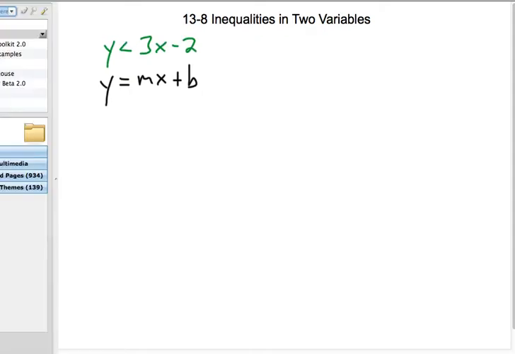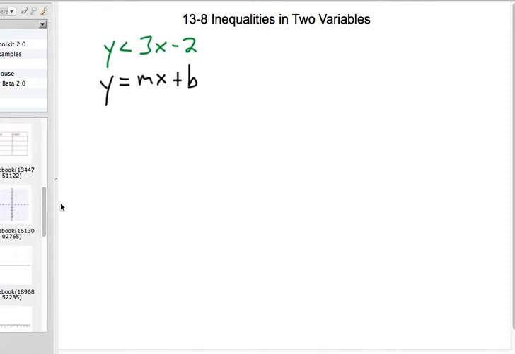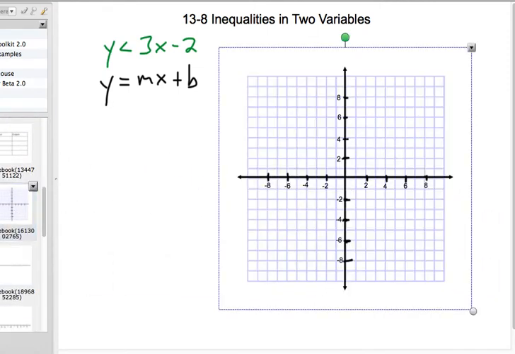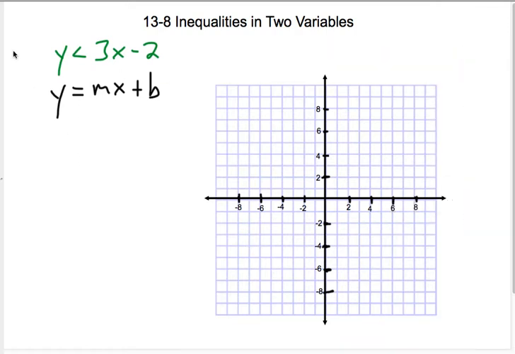So what we're going to do is we're going to graph it. Alright, so we're going to graph this on the coordinate grid, starting with the y-intercept. So we know that the y-intercept is going to be -2. So we're going to start with a dot on -2.